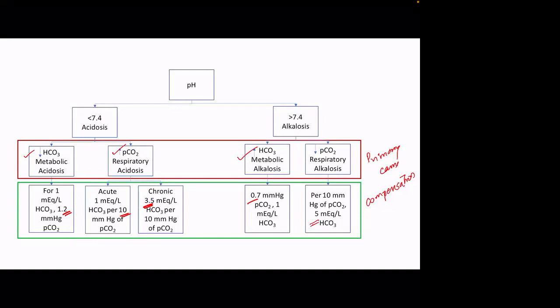So we can see that the kidneys have to conserve bicarbonate in case of respiratory acidosis, and will have to lose bicarbonate in case of respiratory alkalosis. For respiratory alkalosis compensation, they are able to lose 5 milliequivalents of bicarbonate per 10 millimeter of mercury loss in carbon dioxide, whereas in acidosis conditions, in acute situations, it will be 1 milliequivalent per liter, and in chronic conditions, it will be 3.5 milliequivalents per liter of bicarbonate conserved per 10 millimeter of mercury increase in the carbon dioxide levels.